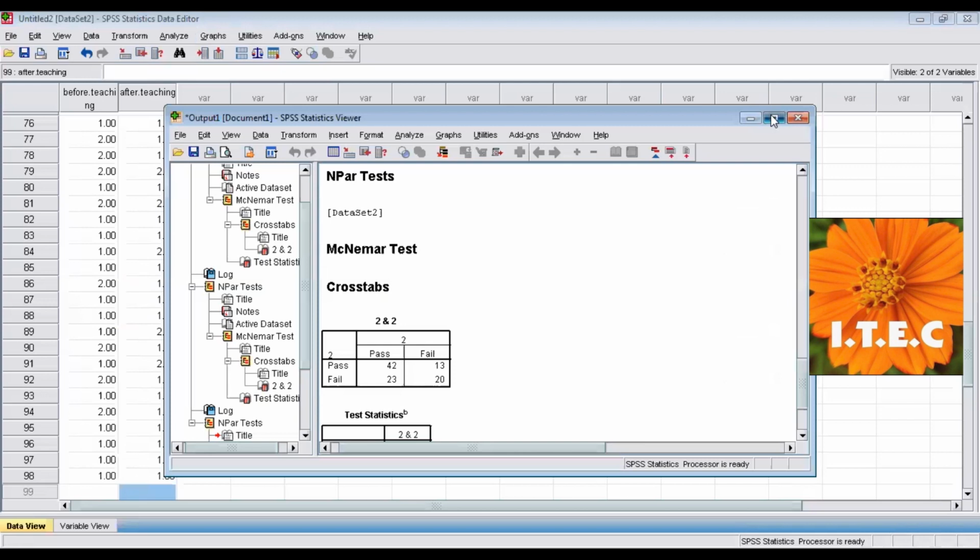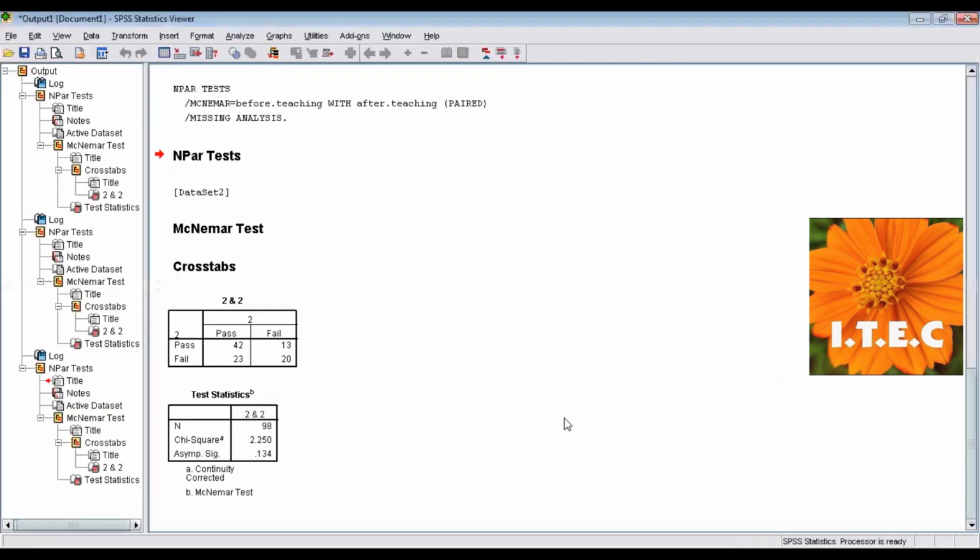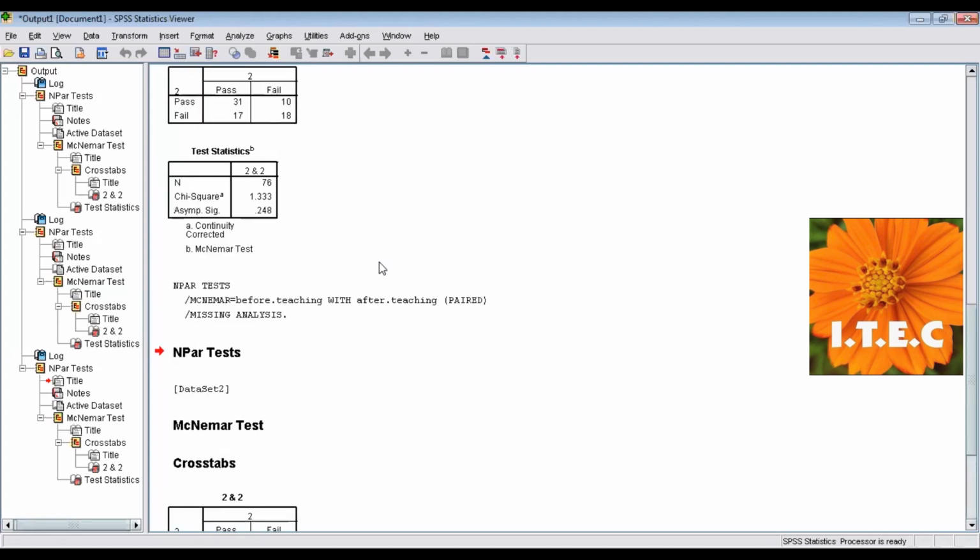Now you see here. Now you'll see the chi-square value is 2 point something. Still, it is not significant. Because here the error is 13%. In the earlier case, it was 24%. So if you want to do more, you can do, no problem at all.